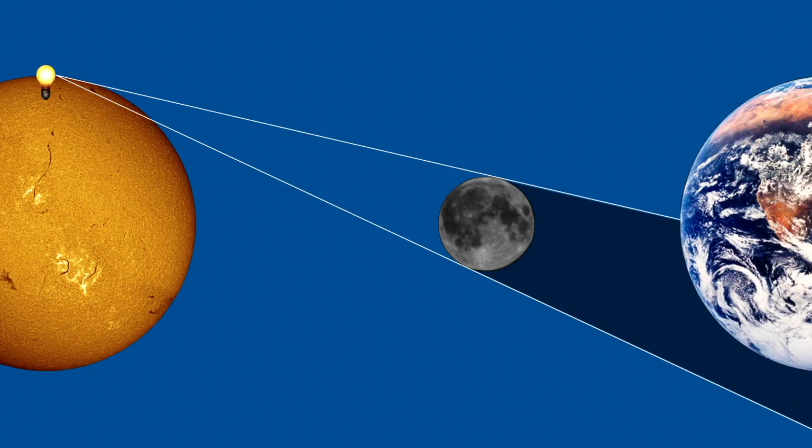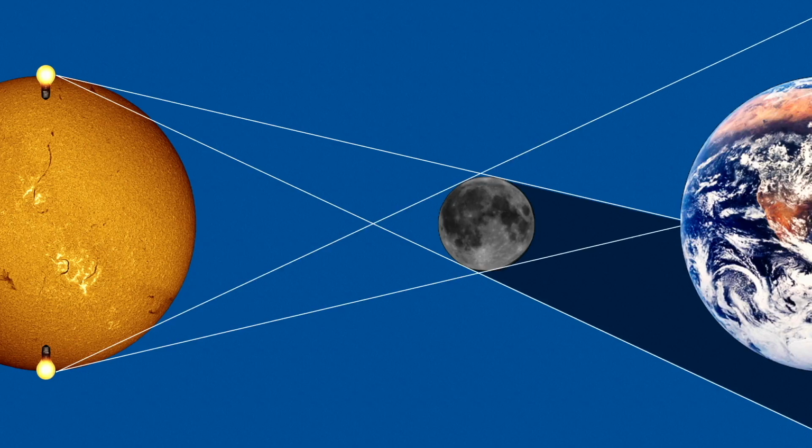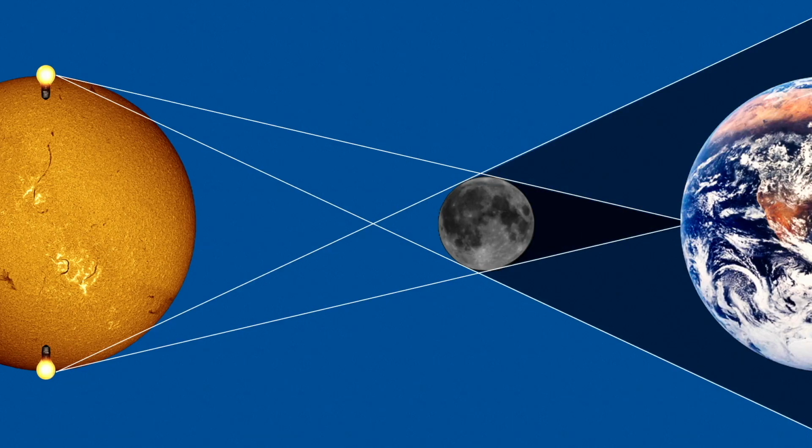Now, let's look at the other side of the Sun. If we place a light bulb on the bottom of the Sun, light from this bulb will also be blocked by the Moon and cast a shadow of its own. Notice there is a darker shadow where the Moon is blocking the light from both the top and the bottom of the Sun. This is called the umbra.